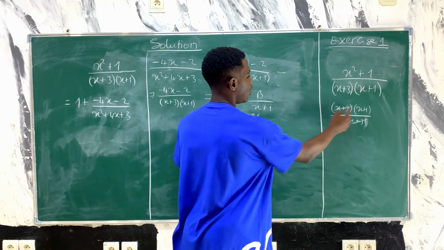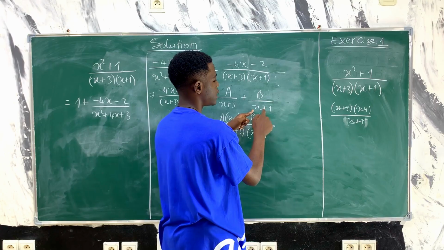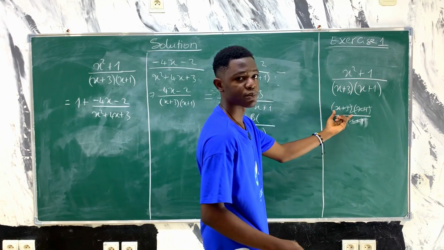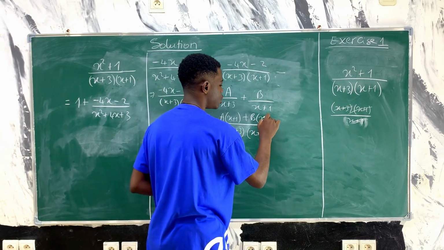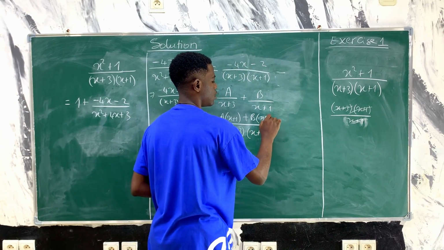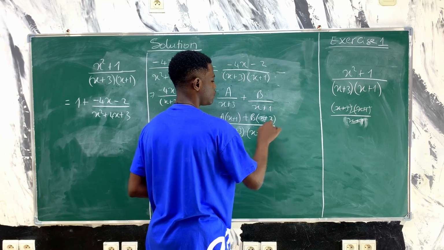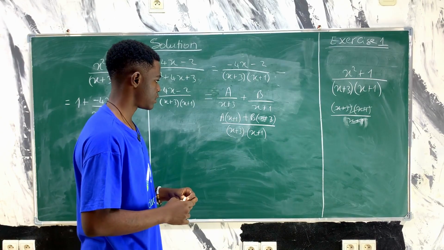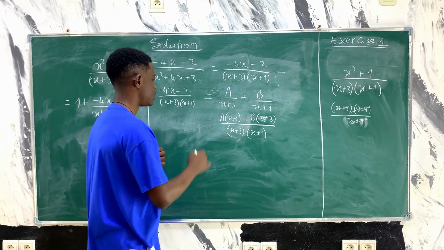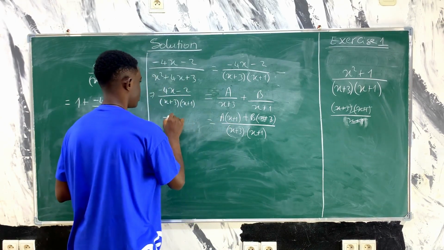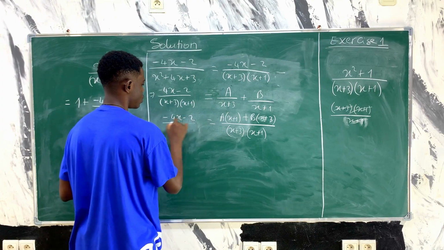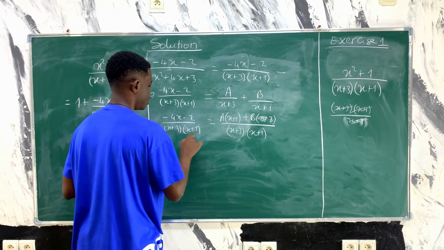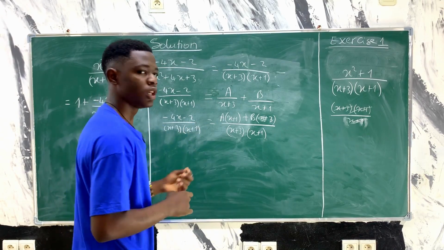In this case, you divide all of this denominator by x plus 1 instead. If I cancel this and cancel this, you'll be left with x plus 3. If you multiply by B, you have B into x plus 3. And that is what this side is. This side is not changed, so it is equal to minus 4x minus 2 over x plus 3 into x plus 1. So what do we do next?